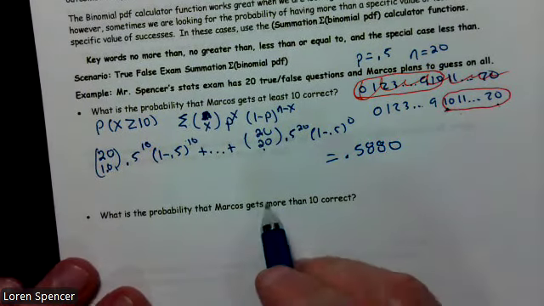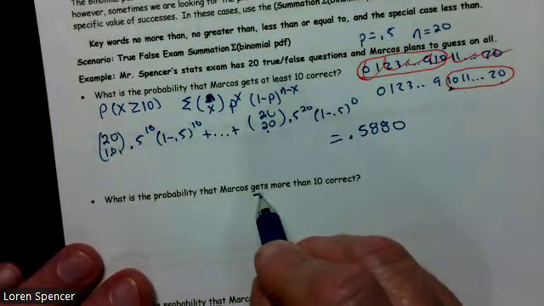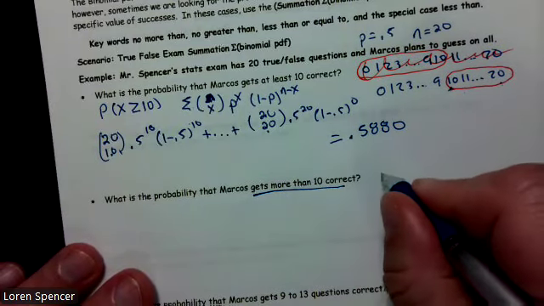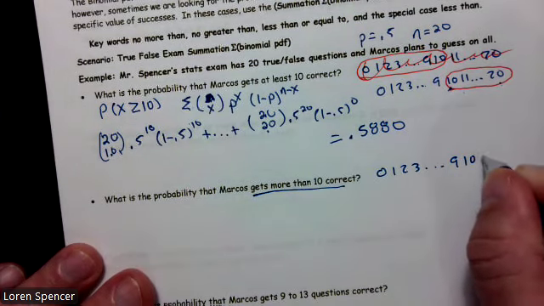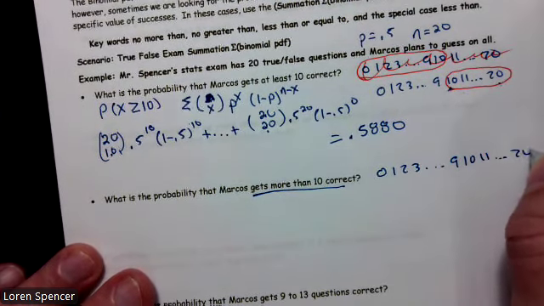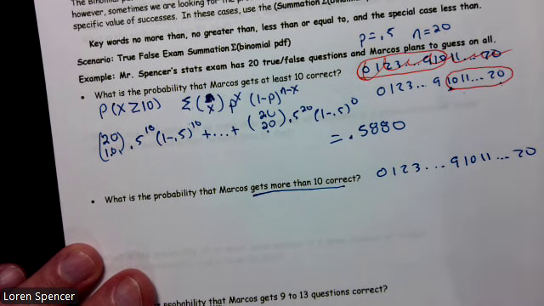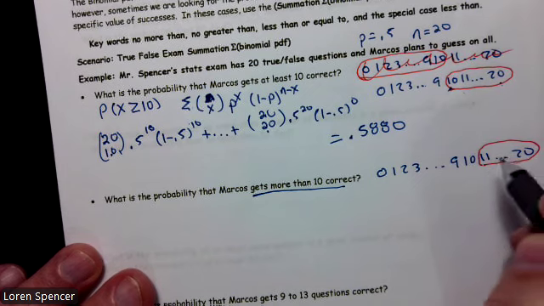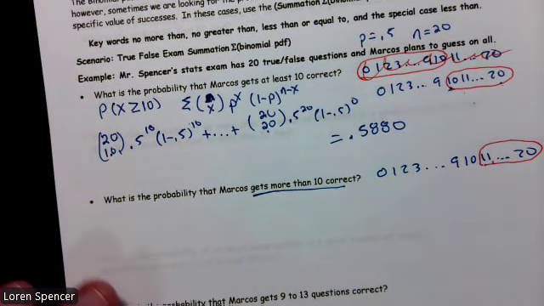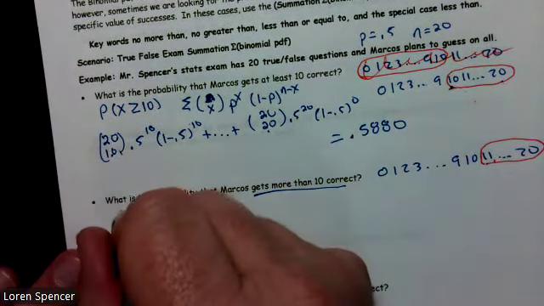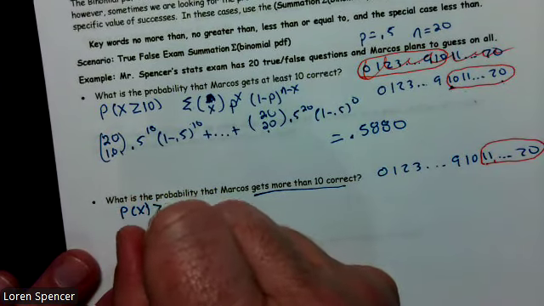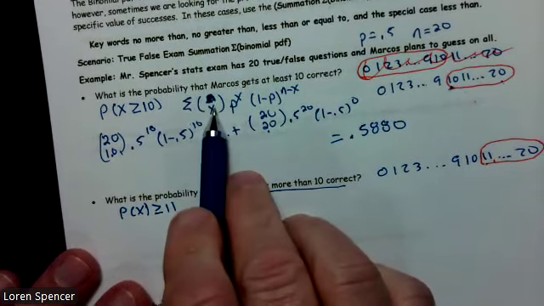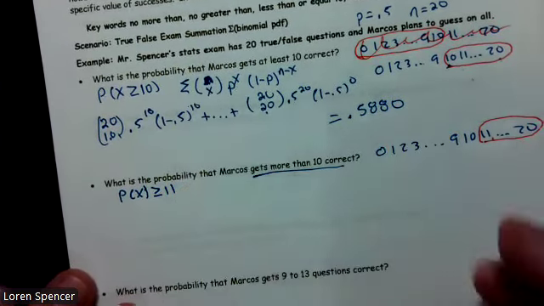All right, be careful. This is where it says the probability to get more than 10 correct. So 0, 1, 2, 3, 9, 10, 11, 20. More than 10, 10 is not more than 10, but 11 is. So this is the same as what we're doing above, but we're starting at 11. So our probability statement is the probability that X is greater than or equal to 11. I'm not going to rewrite the formula because it's the same one we just used.